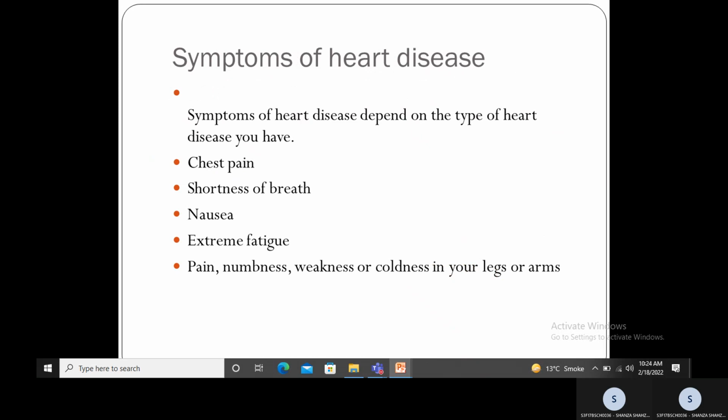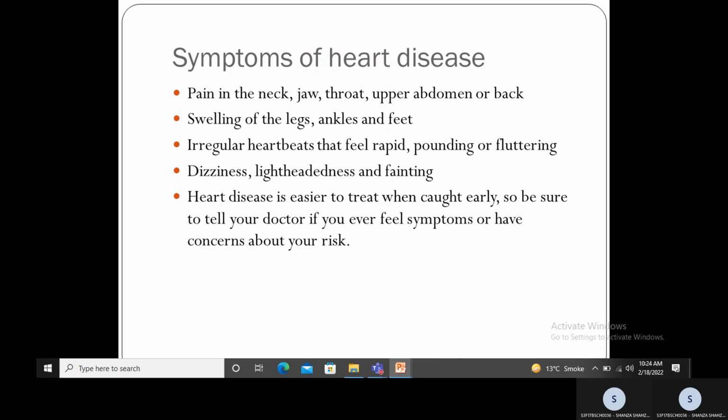Symptoms of heart diseases. Symptoms of heart disease depend on the type of heart disease you have. The first is chest pain, second is shortness of breath, third is nausea, fourth is extreme fatigue, and the fifth is pain, numbness, weakness, or coldness in your legs or arm.